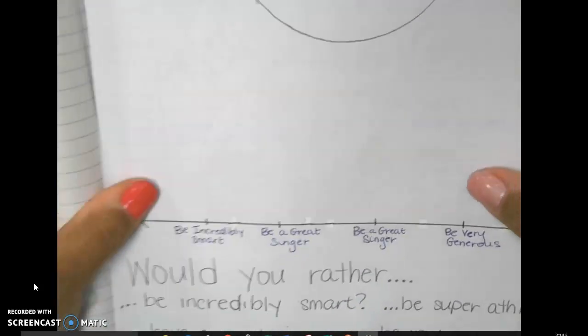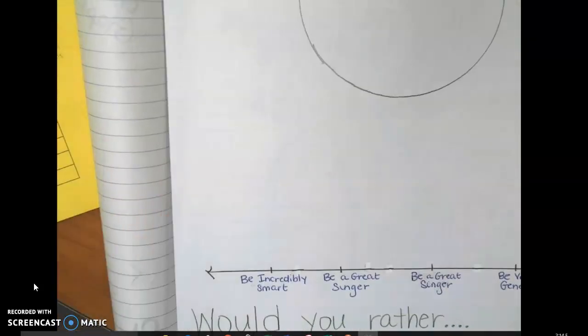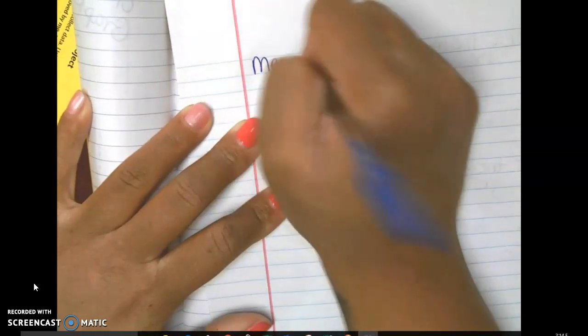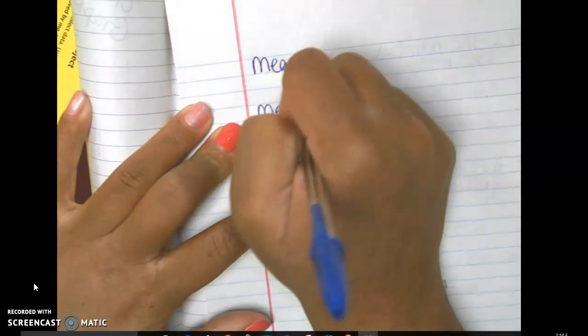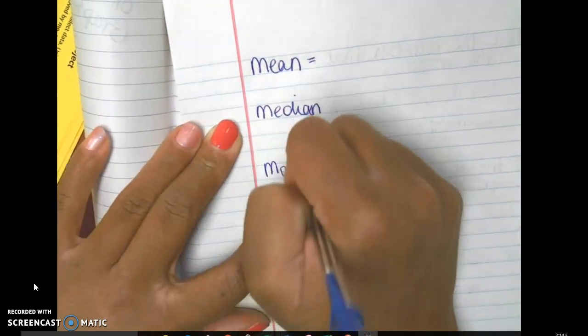Question. Yes. So are you also going to find like the mean, median, mode? Oh yeah, thanks for asking. The mean, median, mode, and range. The mean, everybody's is going to be the same. The median, everybody's is going to differ. The mode, some people might not have one.